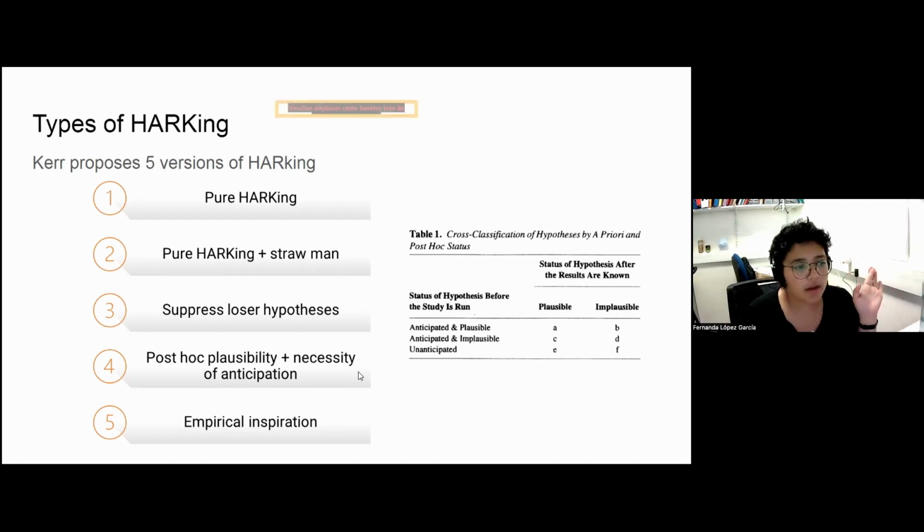Then you have the post hoc plausibility and the necessity of anticipation. With this one, you are always making sure with the design of your protocol that the results are going to be the ones that you want to have. So you make sure everything is going to be as you want, and there's no room for errors. And in case there's an error, you will not report it. And finally, it's the empirical inspiration. That means that when you have your results, you want to dig more in the literature to know if your results fit in something that is already reported. So you start to create a new hypothesis.